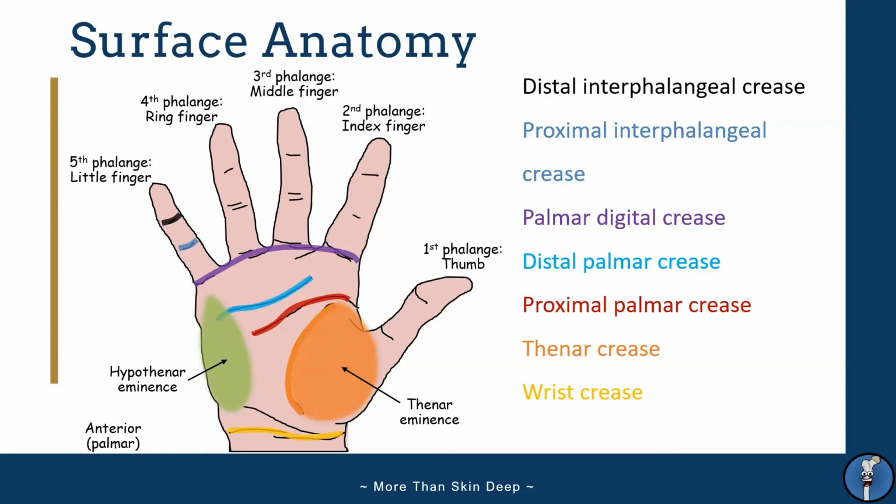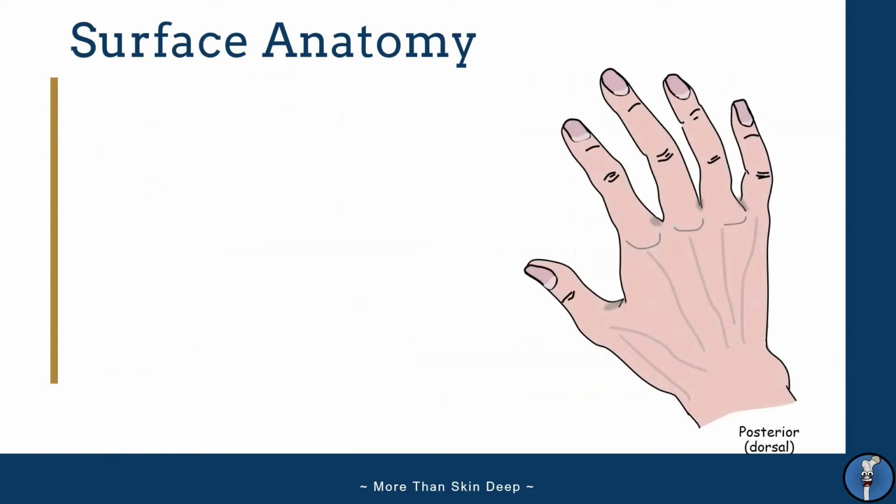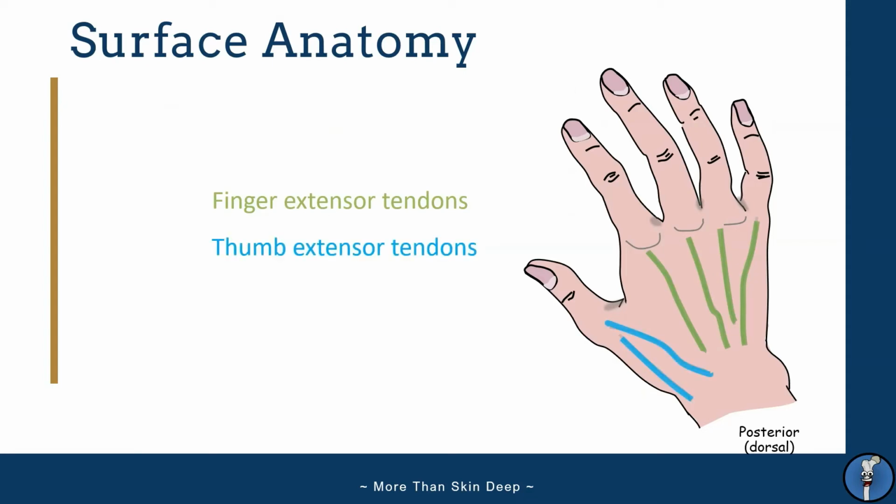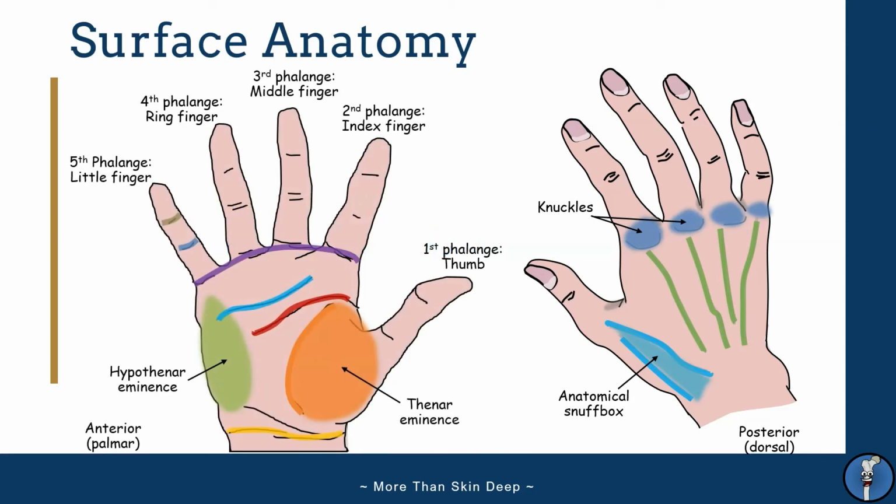If we look at our hand from a posterior view, we see we've got our finger extensor tendons and our thumb extensor tendons. We've got our knuckles, which are the metacarpal heads, and we've got our anatomical snuff box, bounded by our thumb tendons. There's the two side by side. If you want to pause for a sec and have a think about what structures may lie deep to these surface features, now would be a good time.